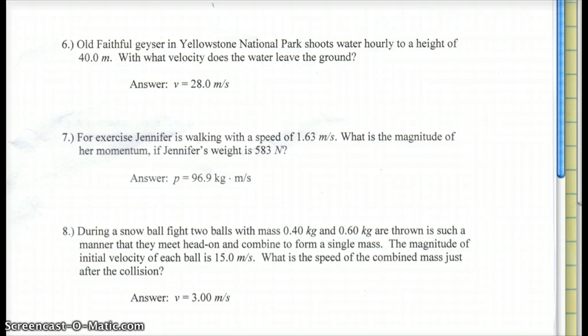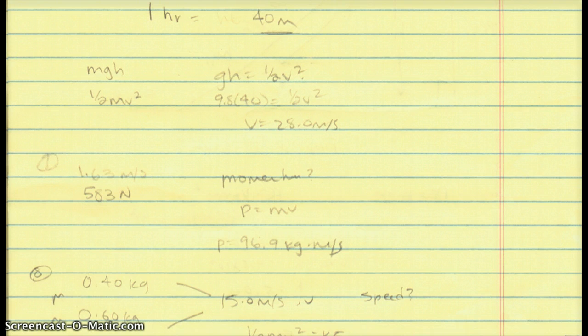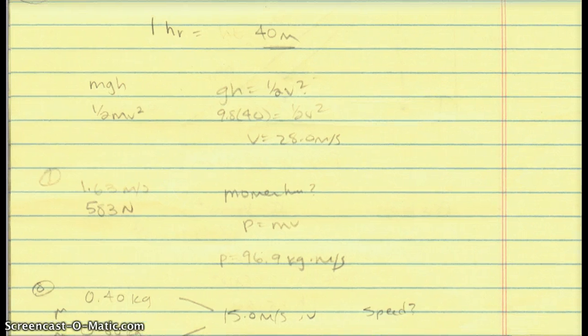So number 6 is Old Faithful geyser in Yellowstone National Park shoots water hourly to a height of 40 meters. With what velocity does the water leave the ground? To start working on this, we're just going to look at some of the formulas we can use, and we're going to look at the information we're given. Even though the 1 hour looks important, we don't really need to know that piece of information. We need to know mainly the 40 meters. So we're just going to work with this one value to get our velocity.